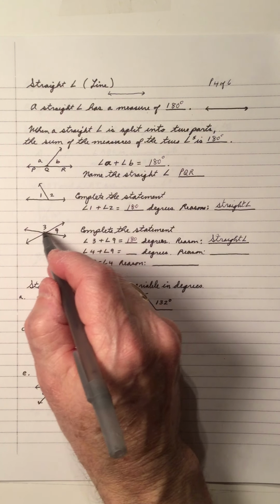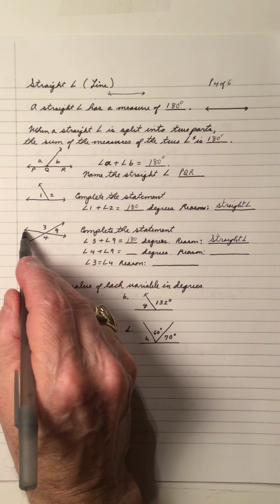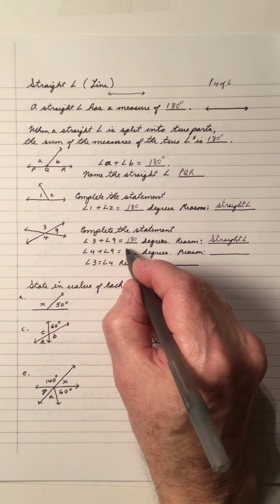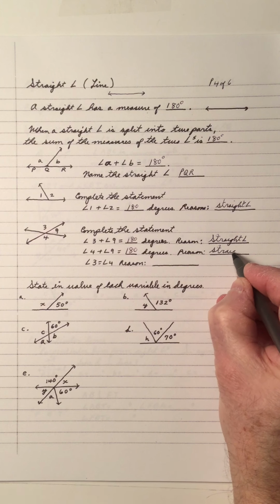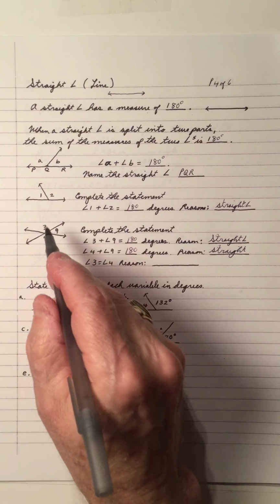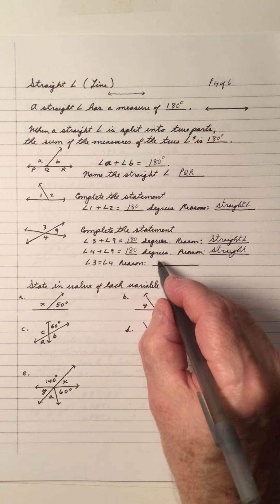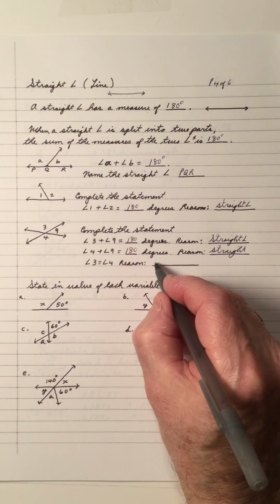Angle 4 plus angle 9. So if that's a straight line right there, you got 3 and 9. If you take this line right here, then you got 4 and 9 add up to 180 degrees, because that's a straight angle on the other side. Notice that 3 equals 4 because you have, I call it vertically opposite angles. Vertically opposite angles. VOA, vertically opposite angles.